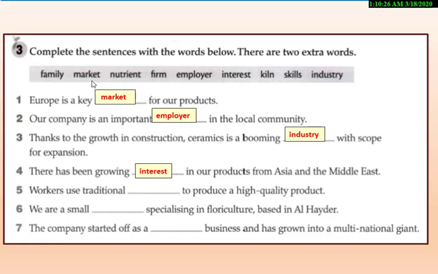Number 5. Workers use traditional skills to produce a high-quality product. Number 6. We are a small firm specializing in floriculture. Number 7. The company started off as a family business and has grown into a multinational giant.